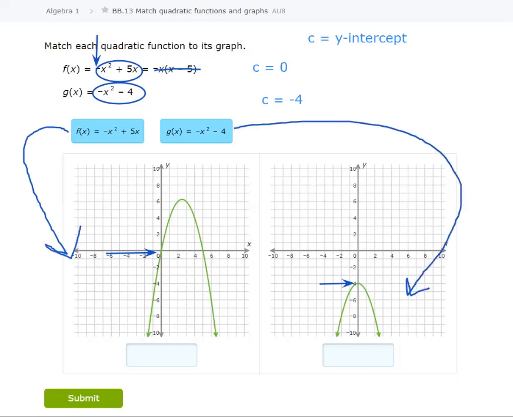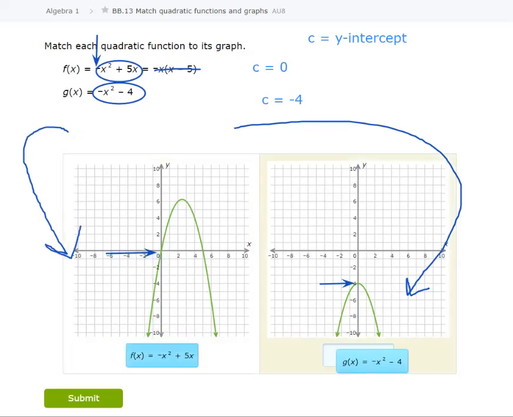To do that in IXL, you're simply just going to click and drag those equations in. I hope this helps.